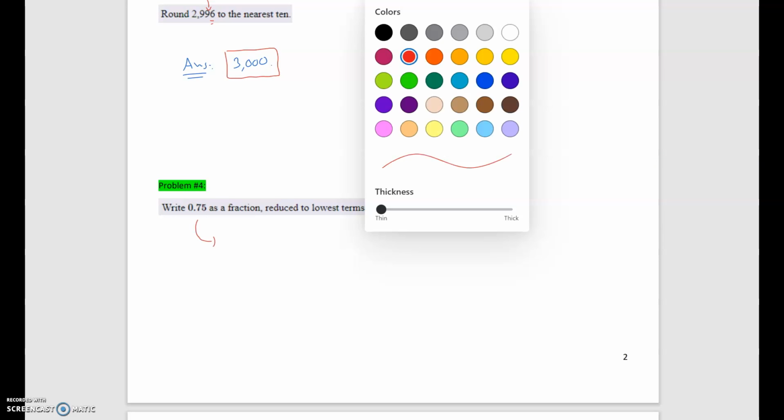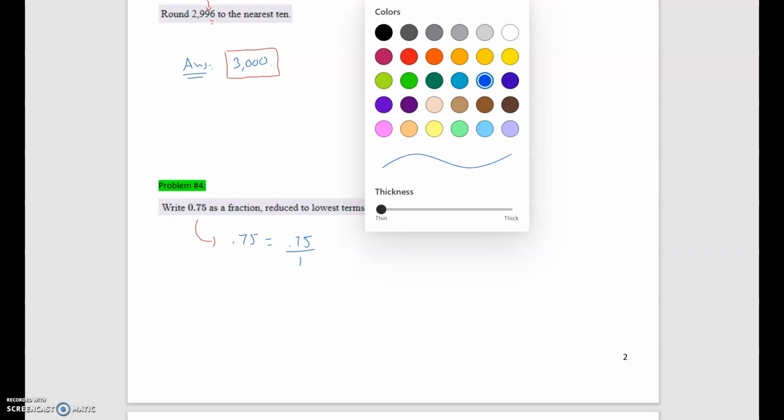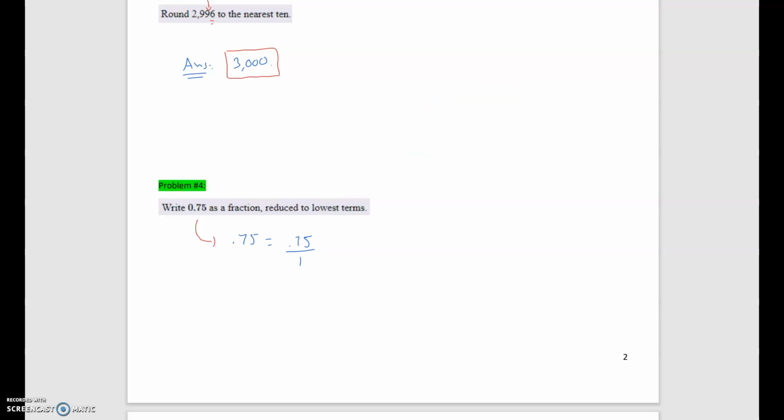Let's take a look at problem 4. Now, they want us to write 0.75 as a fraction in reduced form. The first step to write it as a fraction is to express it as a fraction. I'm going to express it as a 1 at the bottom. Remember that any number, so if you have the number a, this is the same as a over 1, and now you consider it a fraction.